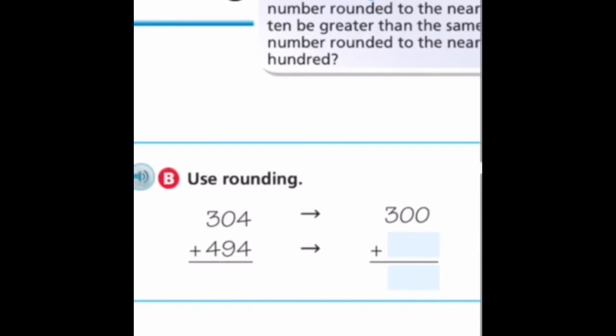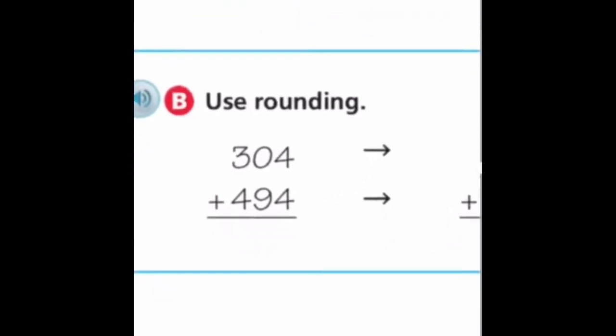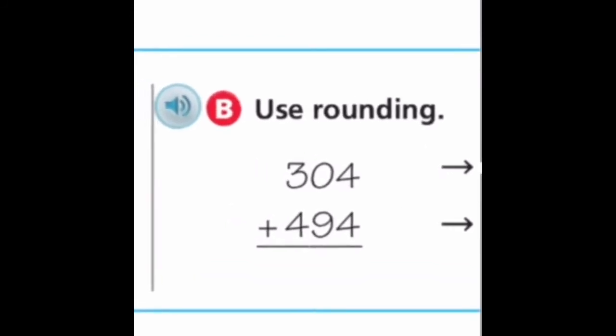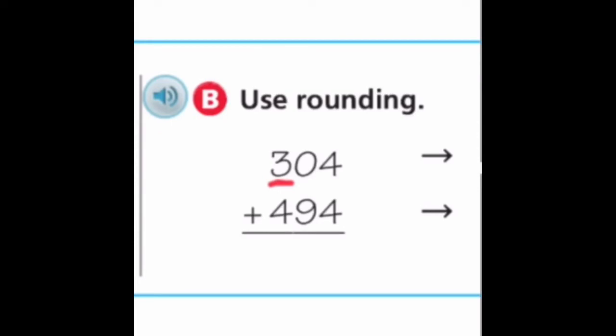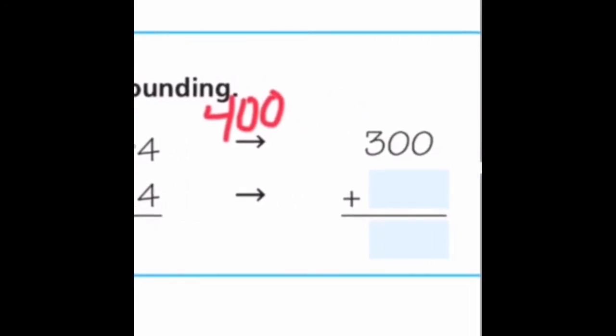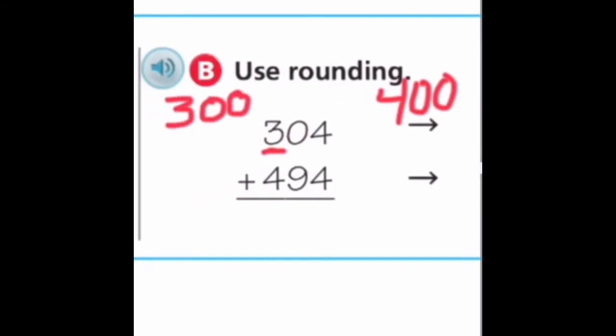Here we have 304. Now we're in the hundreds, so we're going to round to the nearest hundred. And they did the first one for us, but I do want to look at it. 304, so our first choice is 300. That's why I underlined the 300s. And then 100 more than that is 400. And 304 is very close to 300. So that's why it rounds to 300.